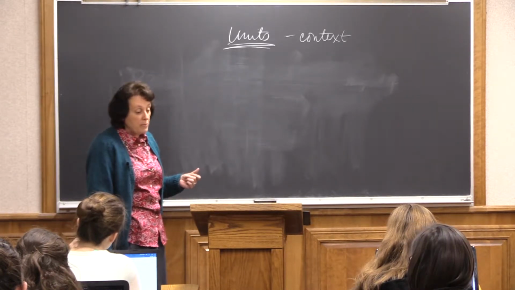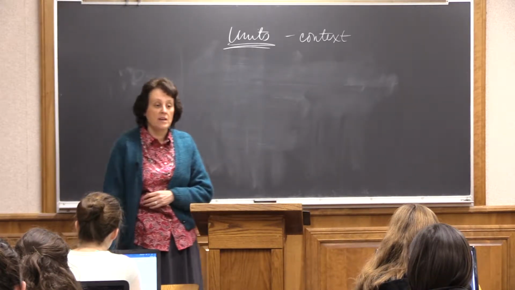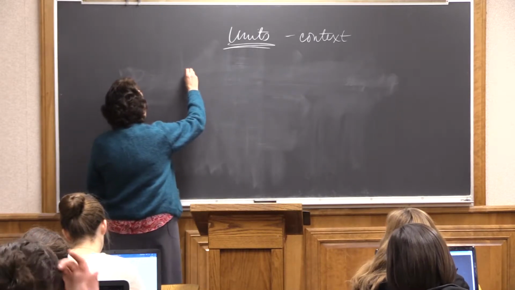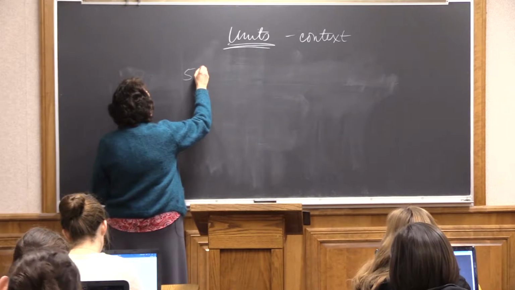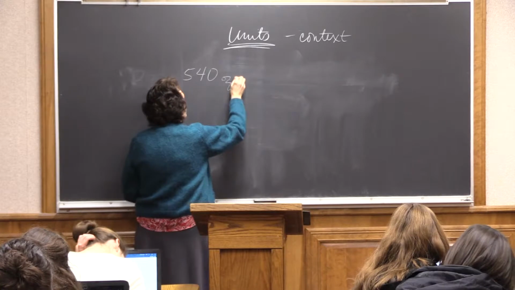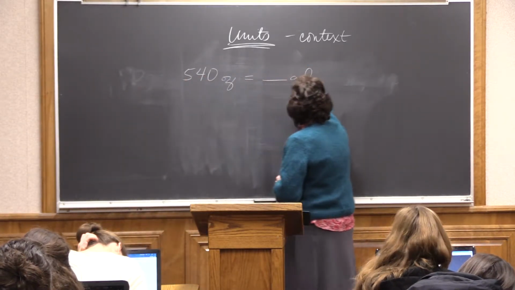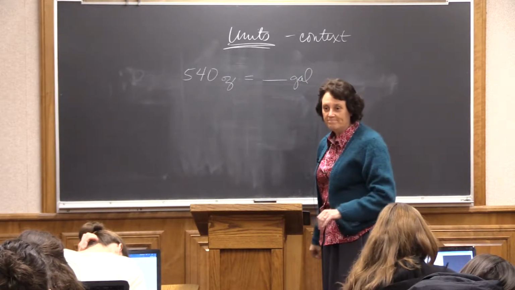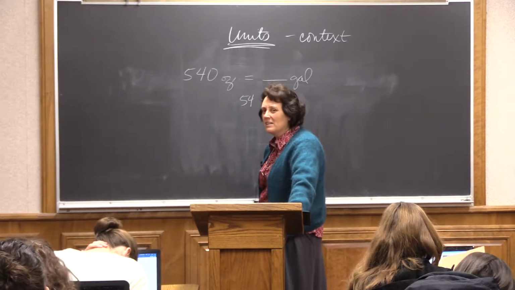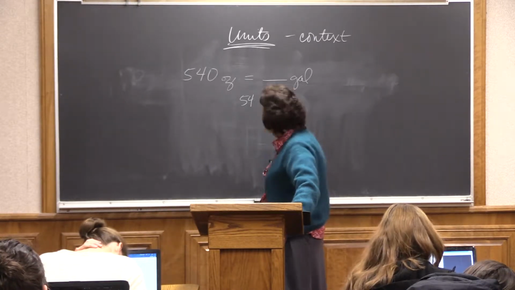Okay, so when we are setting this up, the other advantage is we can do a multi-step conversion. Let's say I have 540 ounces. How many gallons is that? Multi-step. I don't have to try to decide, okay, what am I going to divide by? How many ounces? I don't have to remember how many ounces in a gallon.